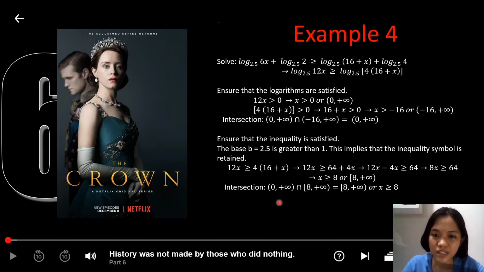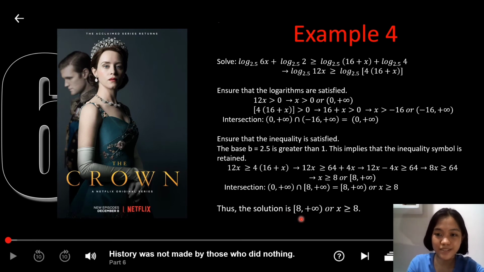Now, the intersection of 0 and positive infinity, which was the result of the first step that we have done, and 8 and positive infinity, which is the result of the second step, is 8 and positive infinity, or in other words, x is greater than or equal to 8. Therefore, the solution of this problem is 8 and positive infinity, or x is greater than or equal to 8.